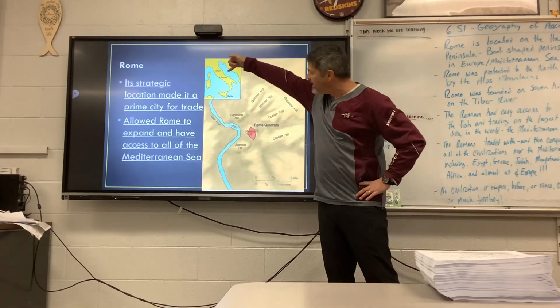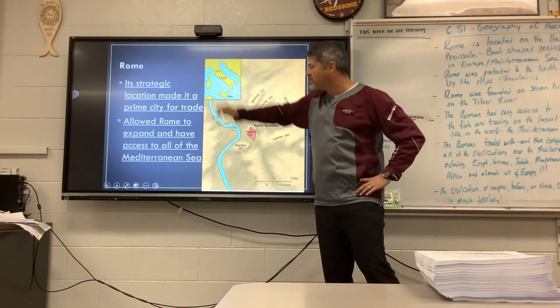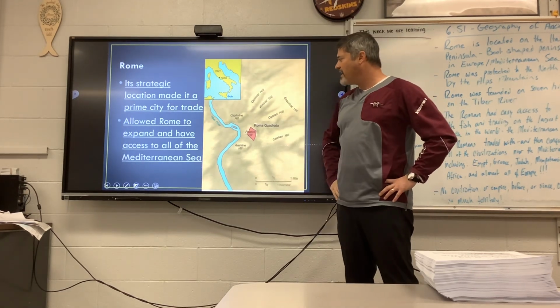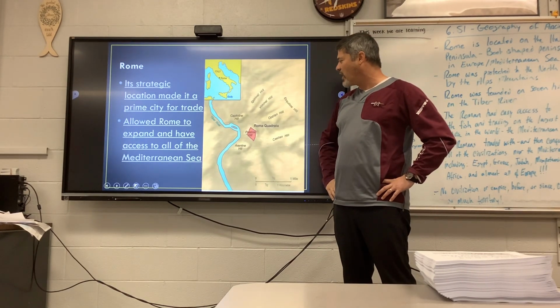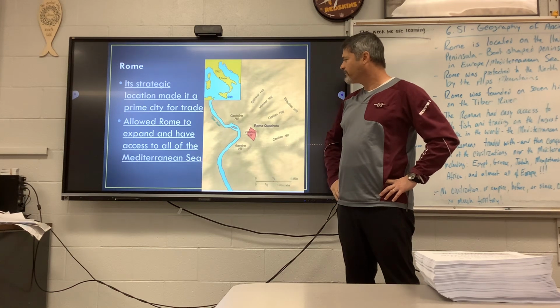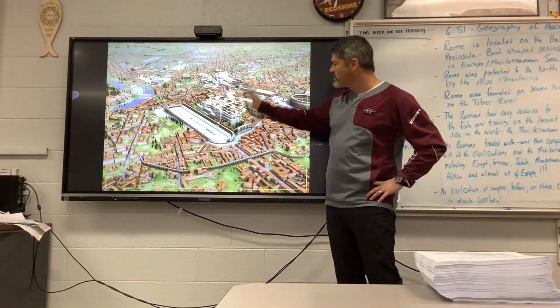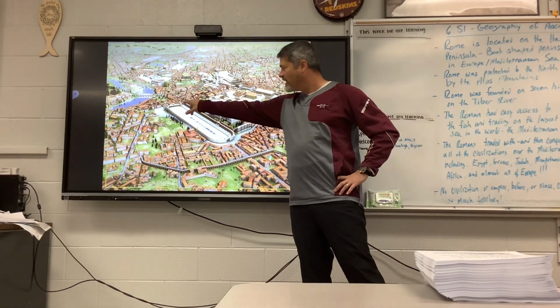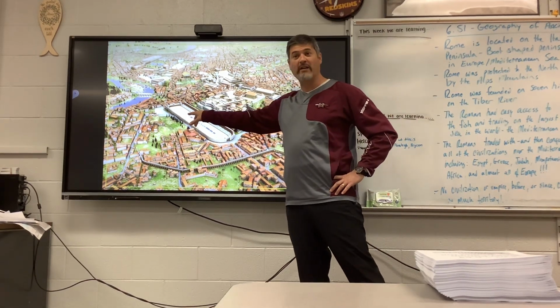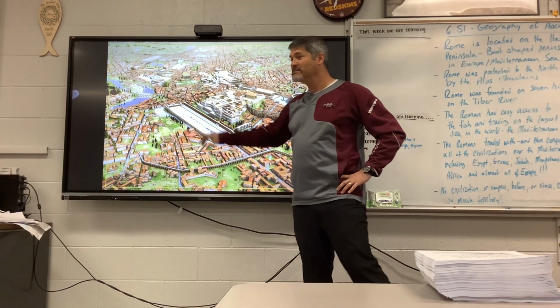If you see, it's right in the middle, but it's near to the sea. This allowed Rome to expand and have access to all the Mediterranean Sea. Next. Here's another site of Rome. This is in later years. You know that because they have something called the Hippodrome. It's a racetrack. They love racing.